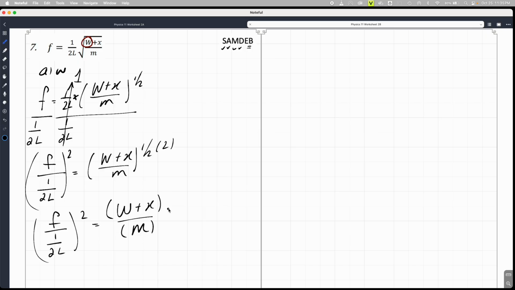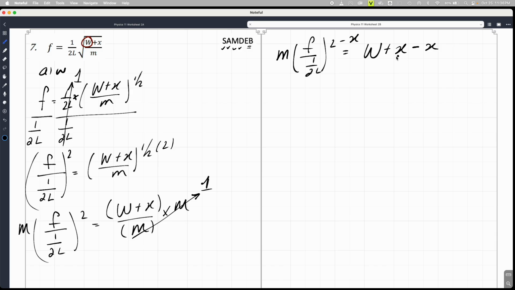So to deal with the divide by M, we're going to multiply both sides by M. Now M divided by M is 1, so that leaves us with M times F over 1 over 2L squared equaling W plus X. Now, there's no more brackets. In fact, it's just W plus X. So we can deal with this plus X by subtracting X from both sides. Now, X minus X is 0. That leaves us with M times F over 1 over 2L, all squared, minus X equaling W.